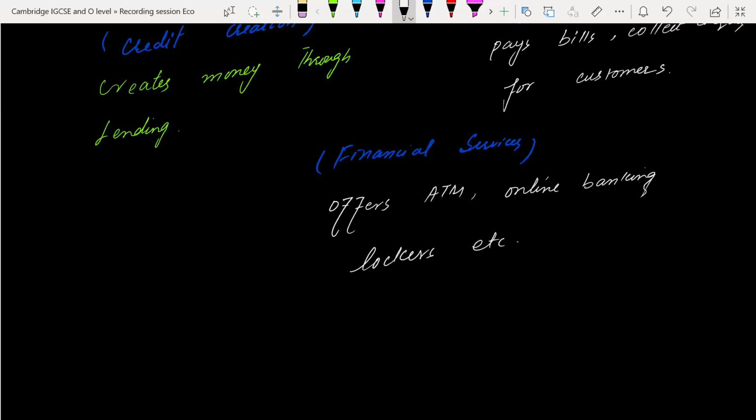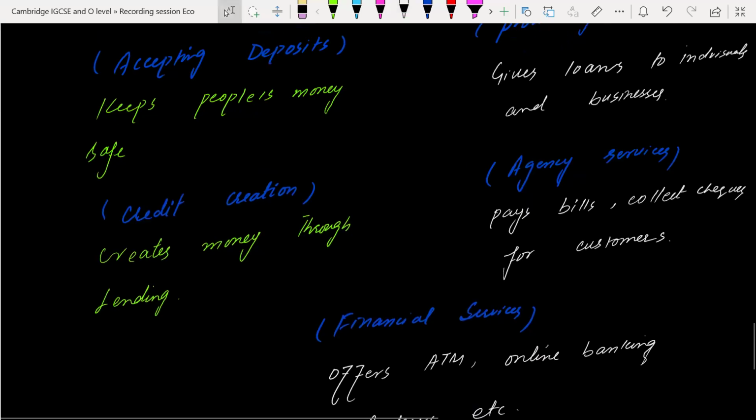Under the head of money, we discuss the definitions, forms, qualities, and functions of the money. Then we discuss definition of central bank and the functions of the central bank. And then we discuss the commercial bank definition and functions of the commercial bank.